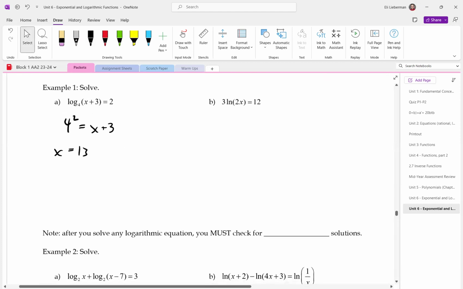Okay, yeah, so doing the same thing for B. Let me know when you finish it. I will be calling on someone to help us with B. The first step in B is to do what? Divide by 3 first.